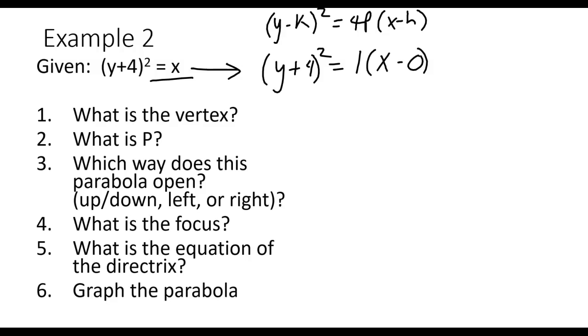So what would the vertex be? What's the number by the x? Inside the parentheses, h is 0, so that would be 0. And then the number inside the parentheses with the y is 4, but we do the opposite sign, so it's -4. So there's my vertex. What's the p-value? Well, 4p equals 1.